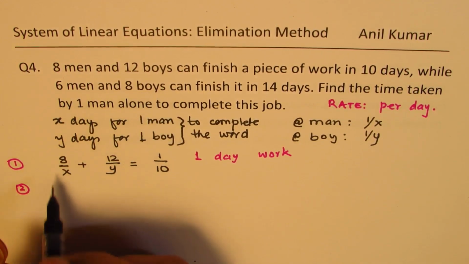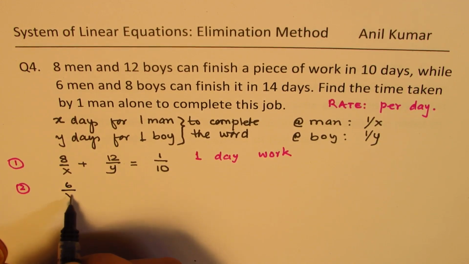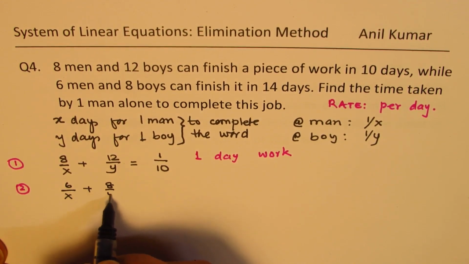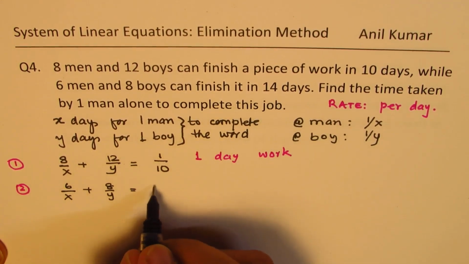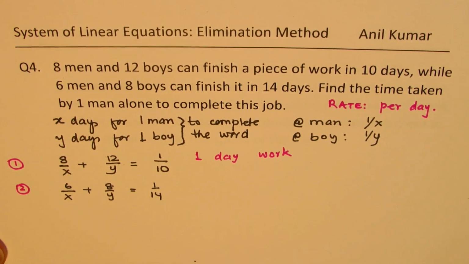So 6 men and 8 boys can do it in 14 days. So 1 over 14. Is that clear to you? So we get two equations. Now, how do we eliminate? We need x, we want to eliminate y.